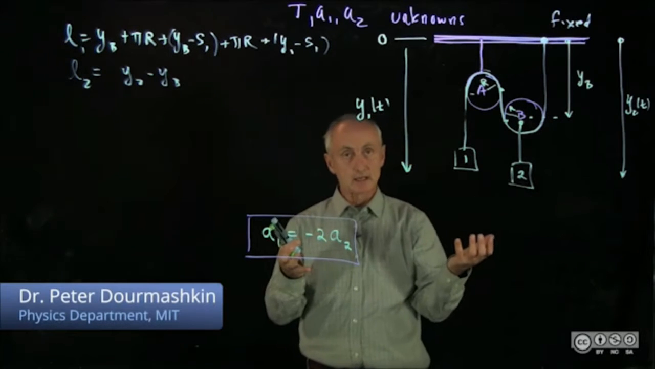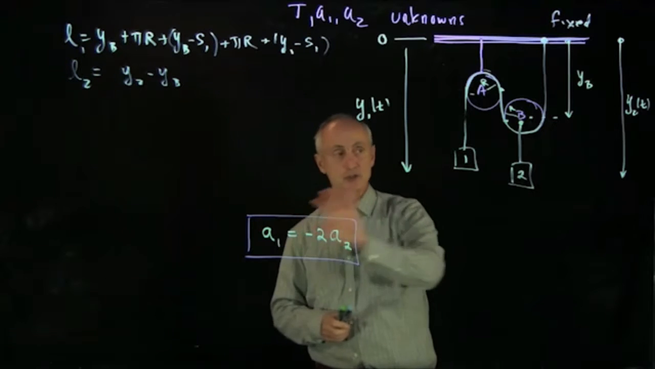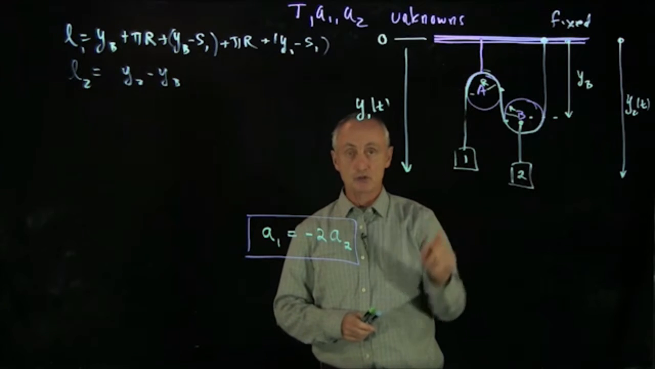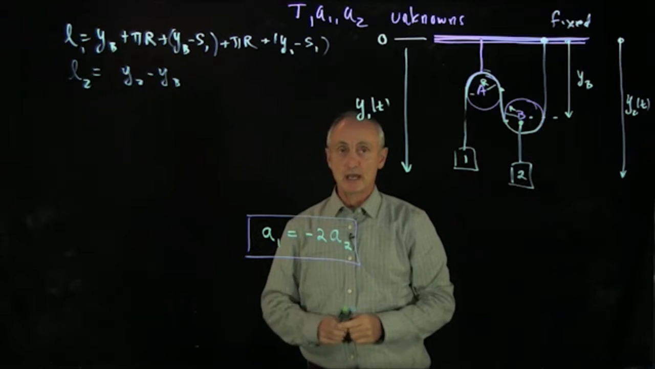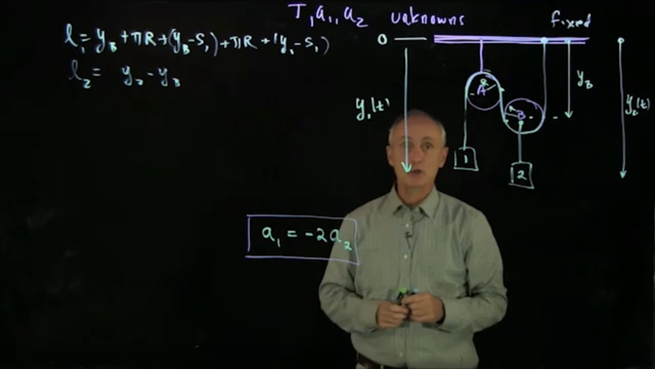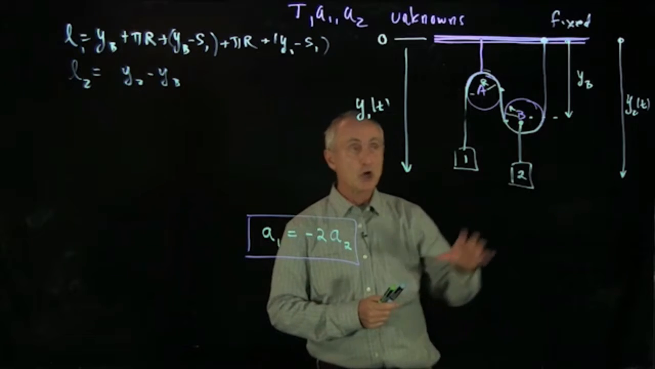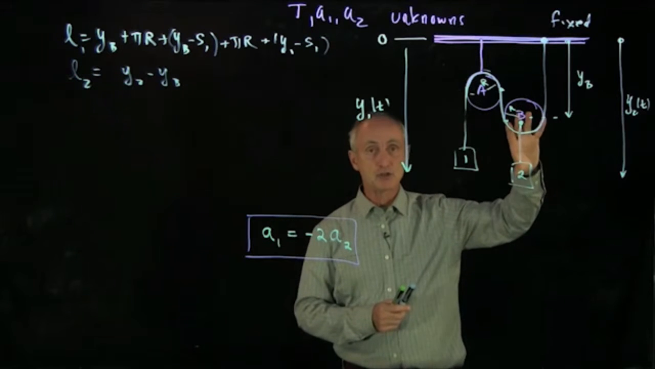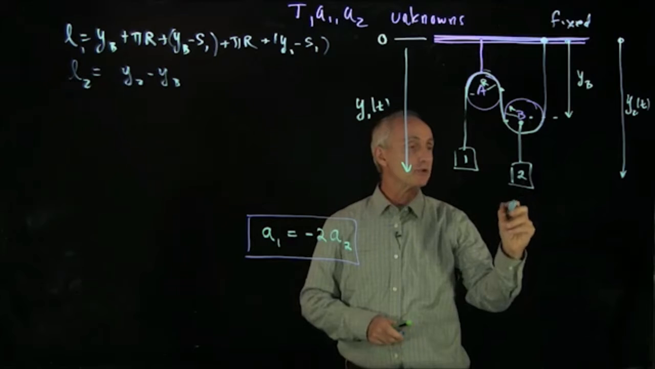When we did our analytic analysis of the constraint conditions between the accelerations of objects 1 and 2, we came up with a condition that a1 was equal to minus 2a2. Now let's do something which we call a virtual displacement argument. Suppose that pulley 2 moves down a certain amount.